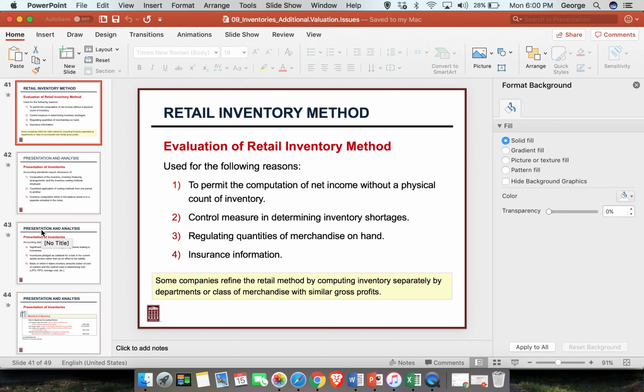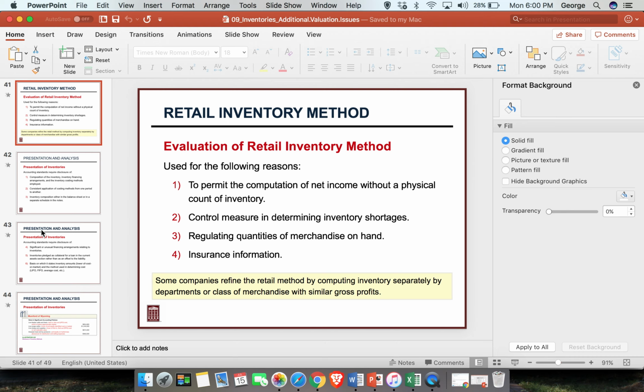All right, so retail inventory method, I guess the advantages are sort of the same as gross profit. We don't want to count the inventory, but I do want to compute net income. I do want to find out how much inventory is. It can help us measure inventory shortages. It gives us information that we may have inventory shortage. Can regulate our quantities of merchandise on hand.